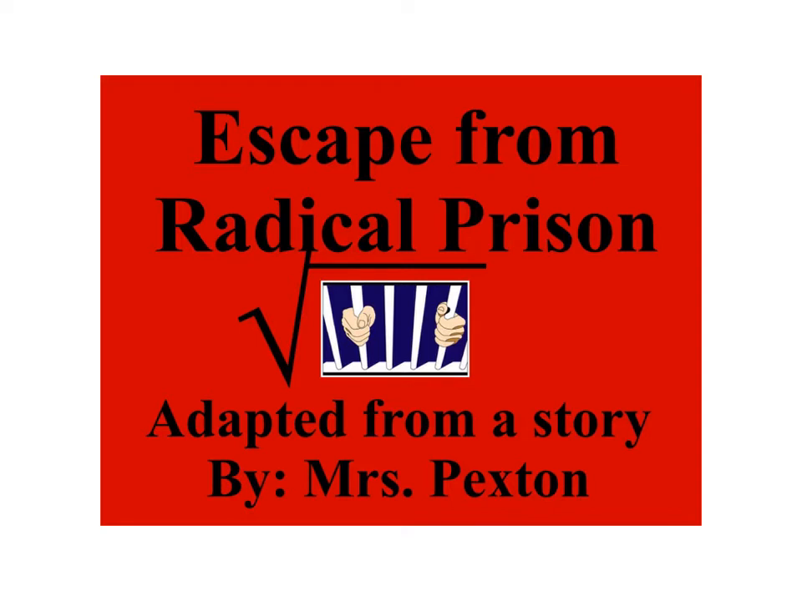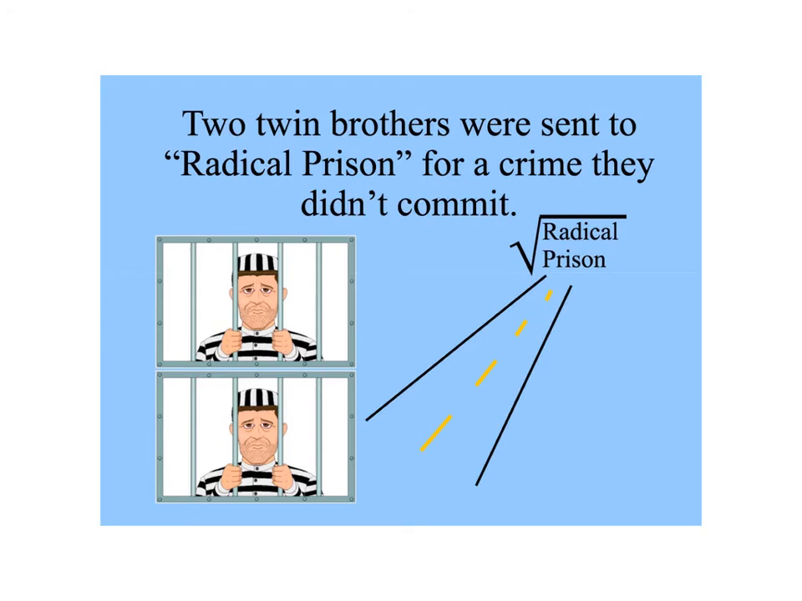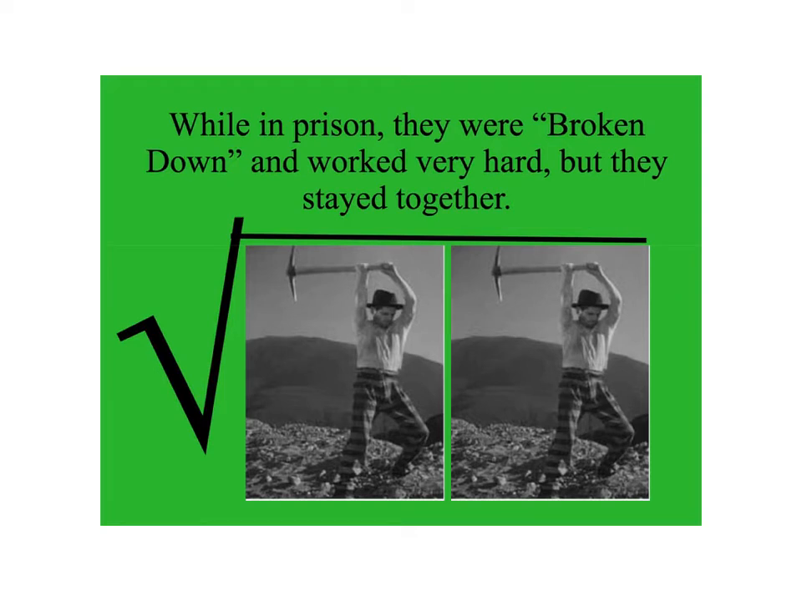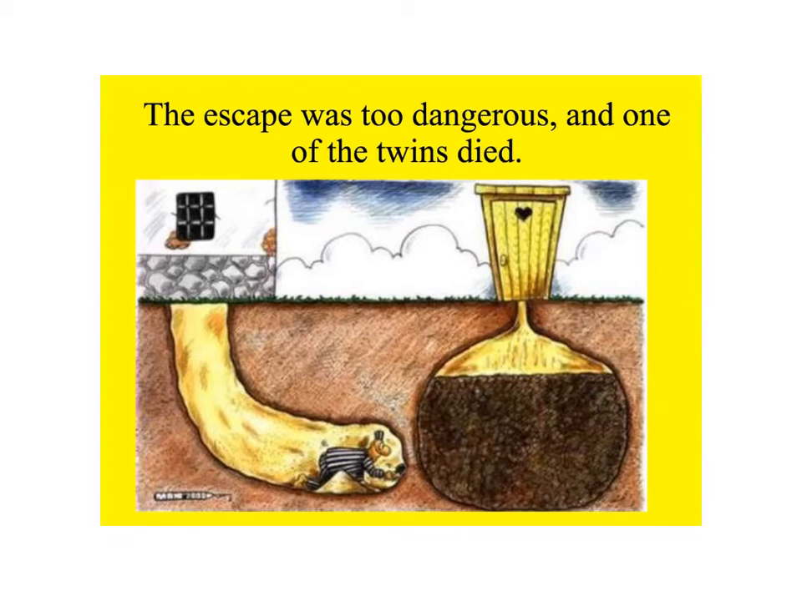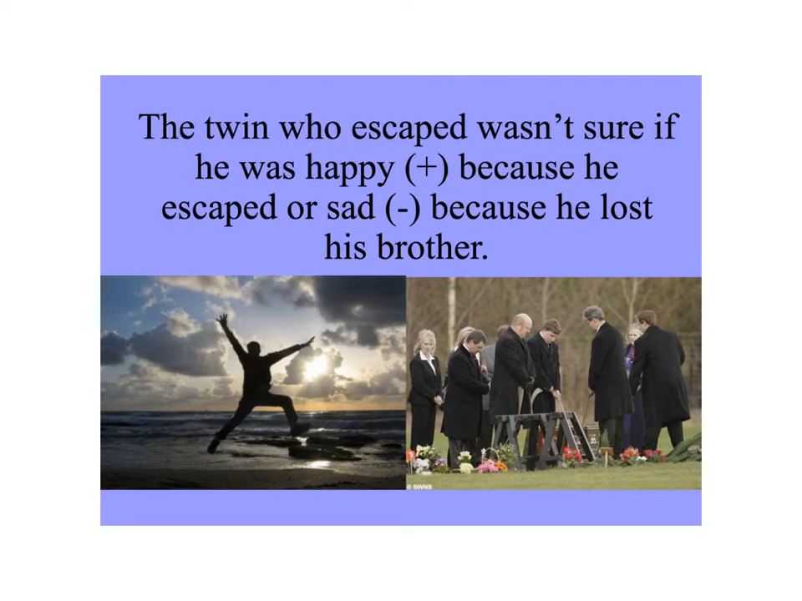Escape from Radical Prison, adapted from a story by Miss Paxton. Two twin brothers were sent to Radical Prison for a crime they didn't commit. While in prison, they were broken down and worked very hard, but they stayed together. Finally, they decided to escape by digging under the prison wall. Only twins could attempt this escape together. The escape was too dangerous, and one of the twins died. The twin who escaped wasn't sure if he was happy because he escaped or sad because he lost his brother.